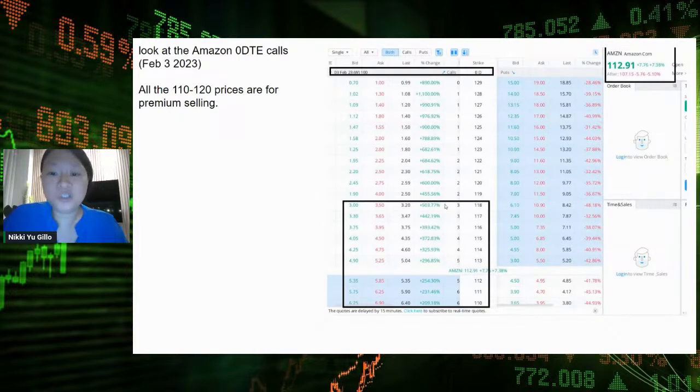Look at the Amazon 0DTE calls. So obviously last night, some people were rampaging the Amazon Feb 3 calls. Oh my God, you can see that even the 128 calls were very, very expensive. So you can actually short all of these if you can at the 110 to 120 Amazon calls. If they still exist, if you're still seeing $4, $3 on Amazon calls on an out of the money position, those are primary targets for you to sell calls for tonight.